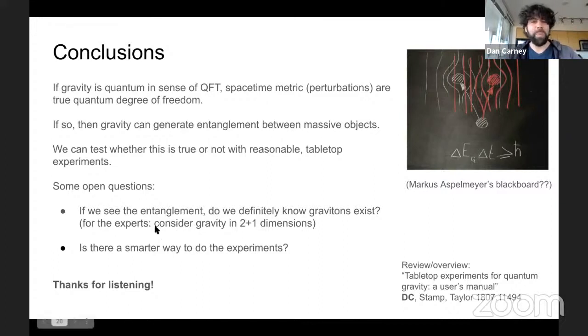For more high energy people, you can think about gravity in 2+1 dimensions as an interesting counterexample potentially, right? Gravity in 2+1 dimensions has no graviton, and yet you can definitely entangle masses. So think about it.